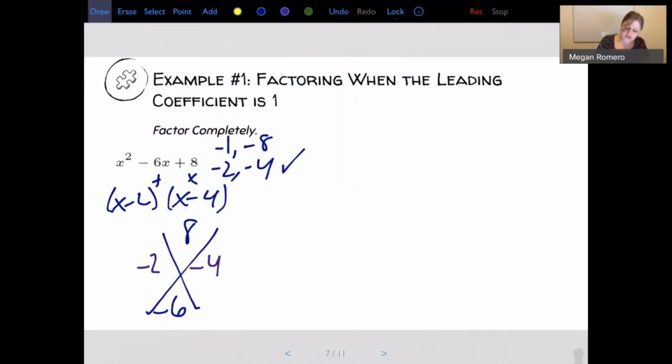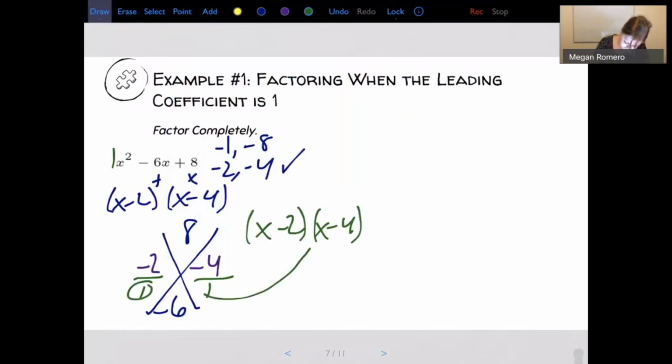With this method, you would divide by whatever number's in front of x squared, which I promise will come in handy later. And then to build our factors, the number in the denominator becomes the coefficient of x, so we have x minus 2 and x minus 4 in front of x squared minus 4. And again, we can always check our work with these.